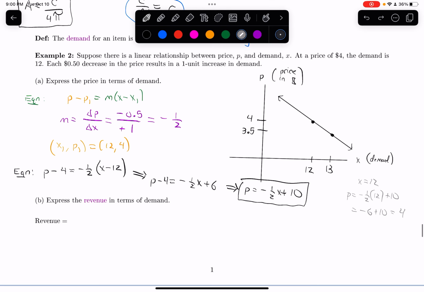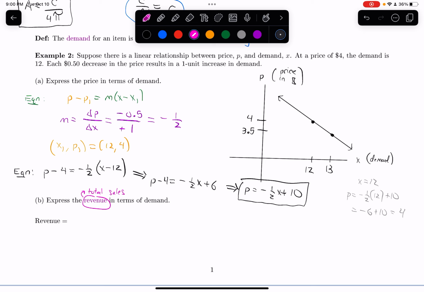Okay, part B says to express the revenue in terms of demand. So revenue is the total sales. When the business or the company is selling this item, their revenue is how much total money do they get from selling that item? What are their total sales?